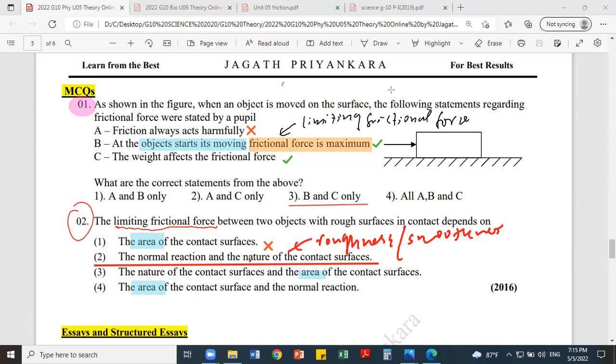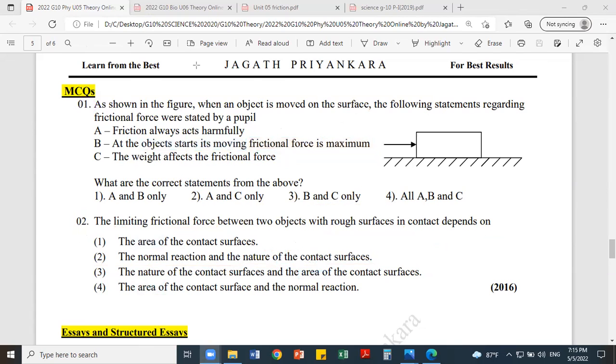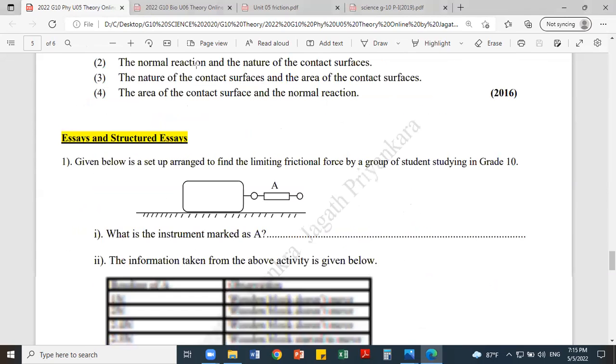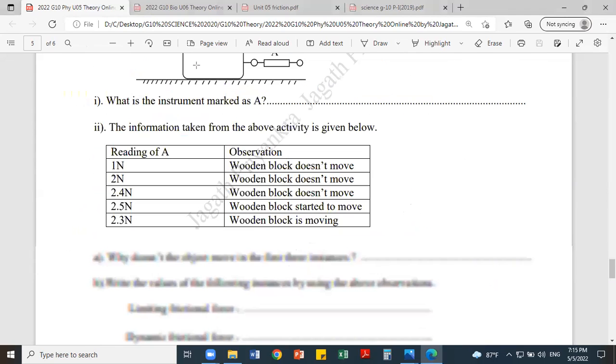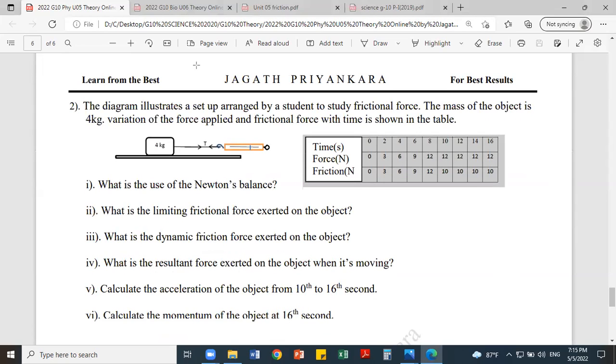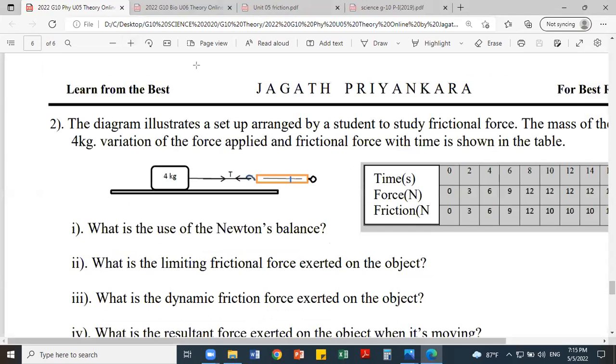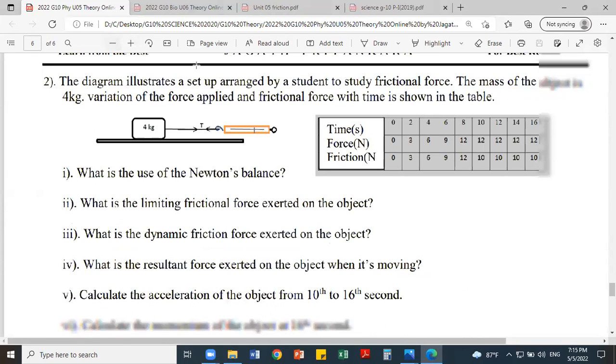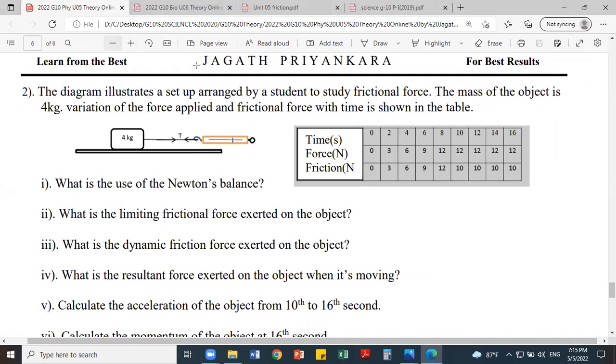Okay, I'll erase the screen now. The answer is the second. Then I gave this one for homework, right? Question number 2 I gave for homework last week. Please raise your hand, those who have done this. How many of you have done this?